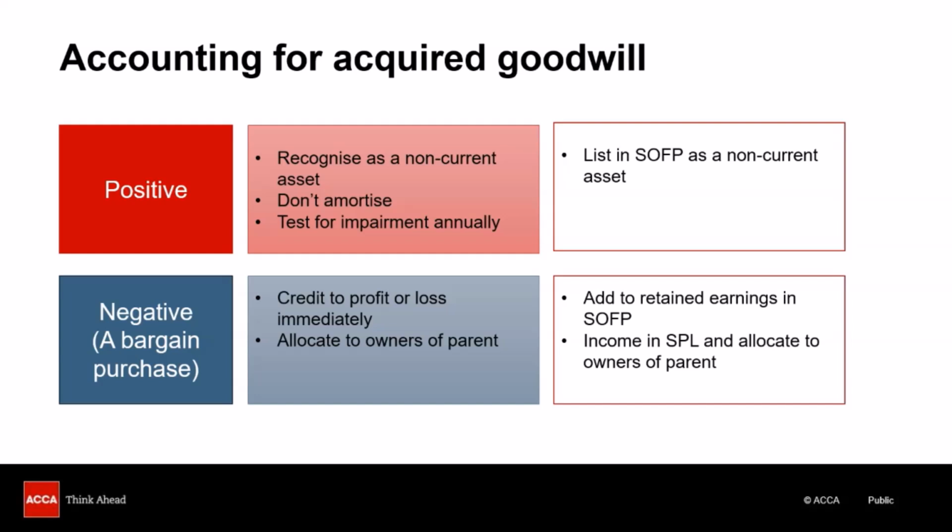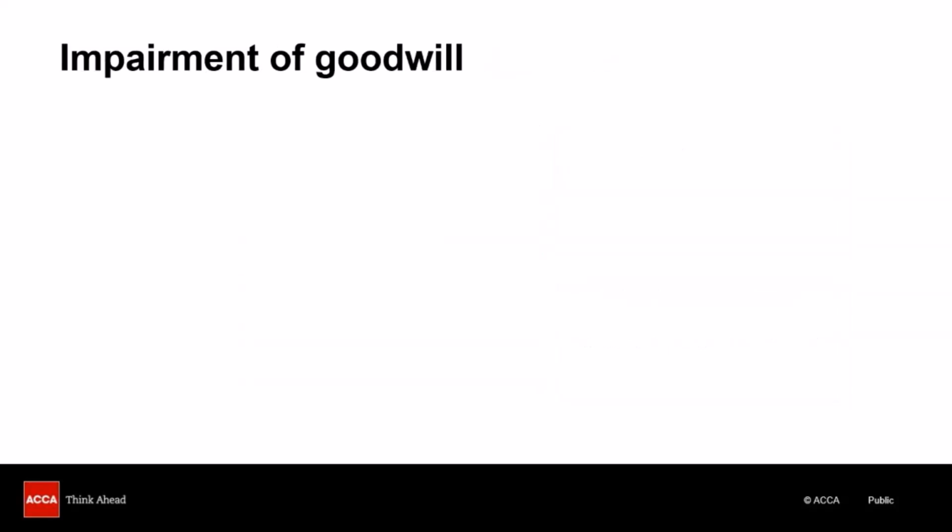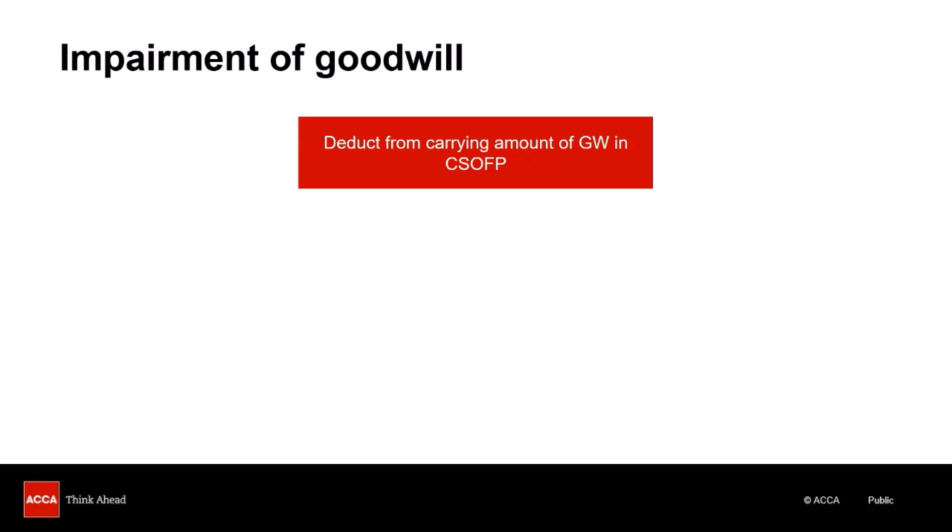So they bought something which was of a higher value at a lower price. So it is going to be added in the retained earnings and shown as an income in the statement of profit or loss. Lastly, towards the second part of the goodwill calculation, which is post-acquisition, we need to test it for impairment annually.